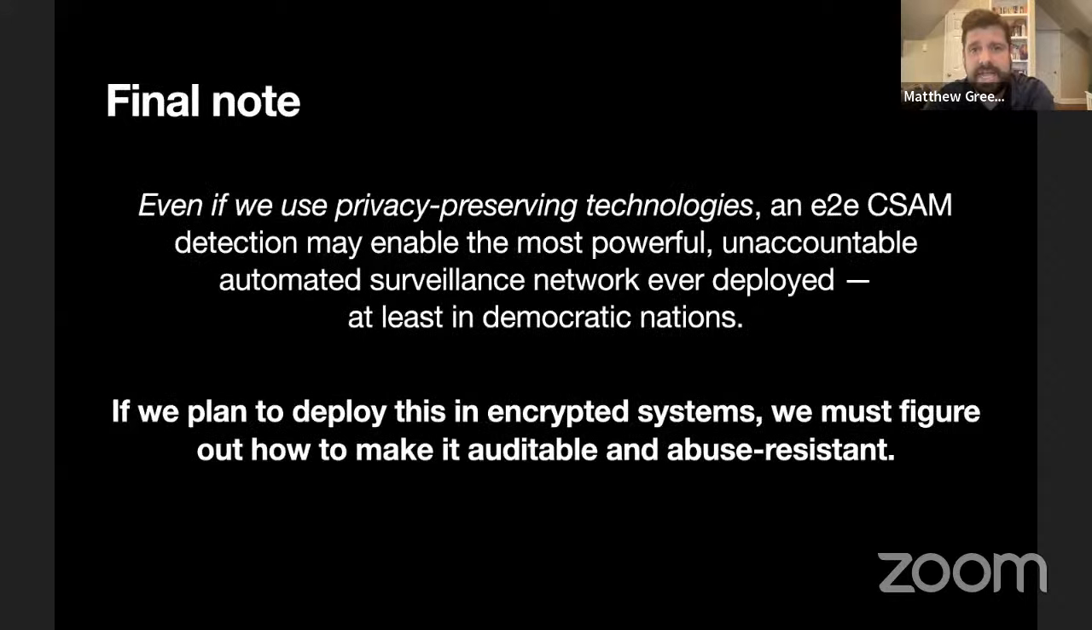And the last thing that I want to say, and I want to say it to this audience of many younger, junior people whose careers are just starting out, is that this is a substantial and important debate. Even if we use privacy-preserving technology, really backwards privacy-preserving technology where the privacy is not applied to the users, end-to-end encrypted content detection is a surveillance system, and it's one of the most powerful, ubiquitous surveillance systems we've ever considered deploying, at least in democratic nations. And I think we should think very, very carefully before we build that infrastructure.